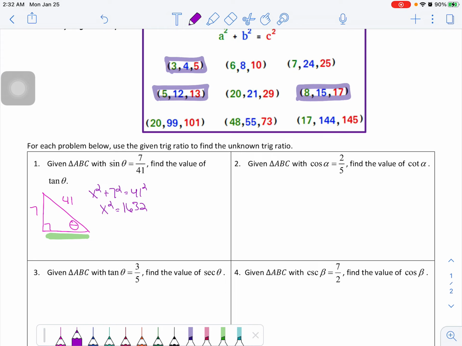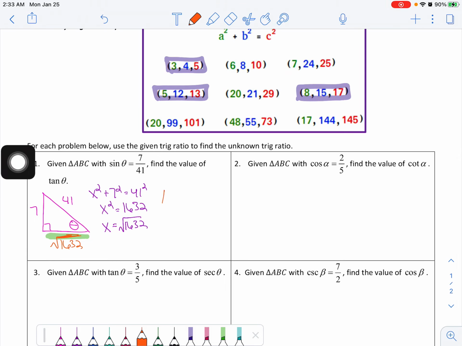1632. Let's see if I can take the square root of that if it turns out. No, it does not turn out pretty. So x is going to equal the square root of 1632. I'm not going to worry about having you guys simplify when they do this weird stuff. If your calculator does simplify, great. If not, no big deal. Okay, so in terms of this blank side, I now know it is the square root of 1632.